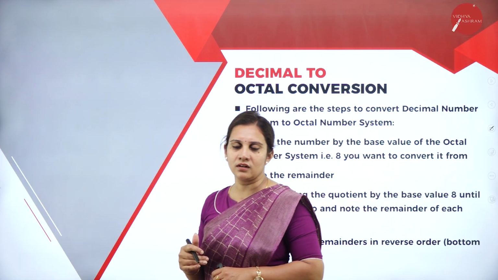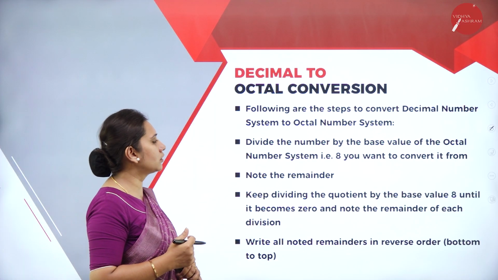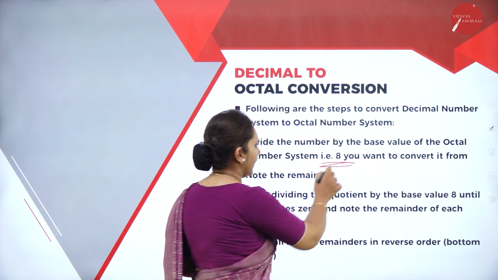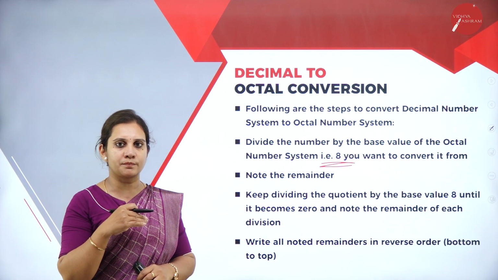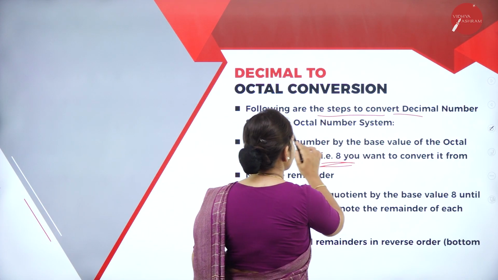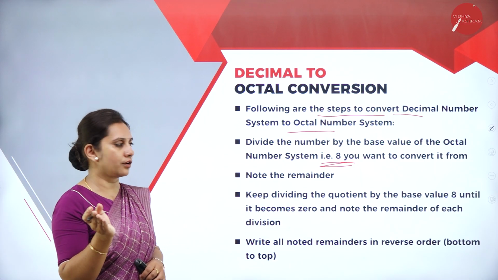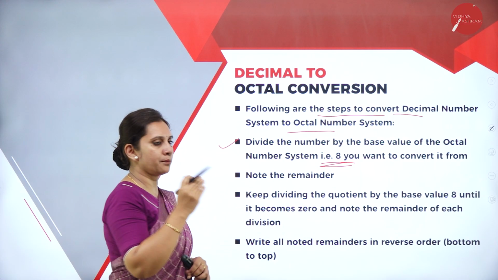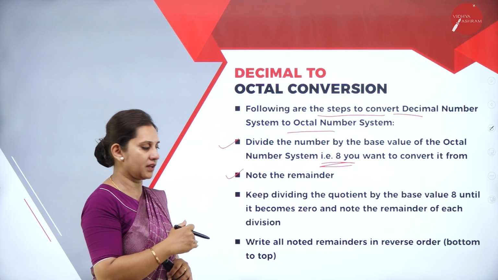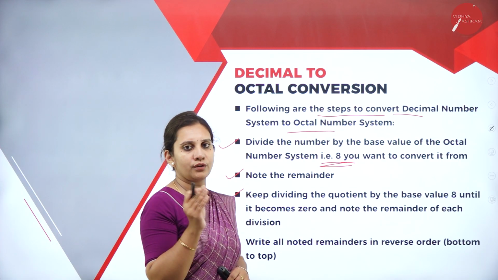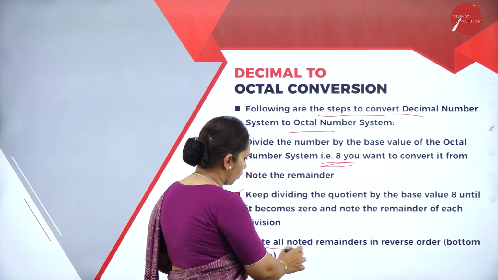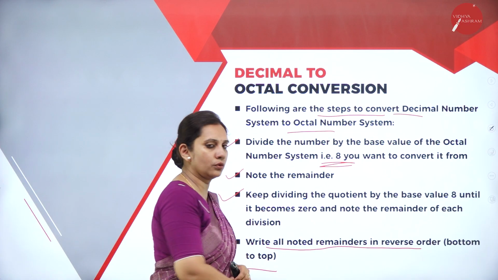So now let us learn how to convert from decimal to octal. Octal base we already know is base 8. So how can we convert? Same steps but with little changes. Following are the steps for converting from decimal to the octal number system. Divide the number by the base value, that is 8. Note the remainder, same as what we learnt in the previous slide. Keep dividing the quotient by the base value 8 until you get 0, and note all the remainders from bottom to top.